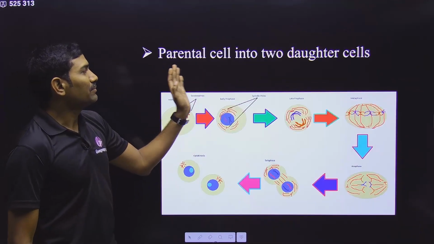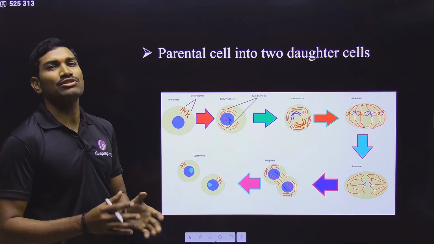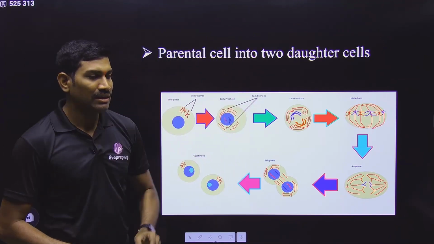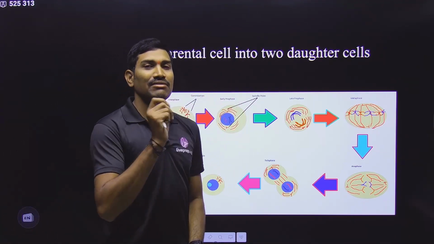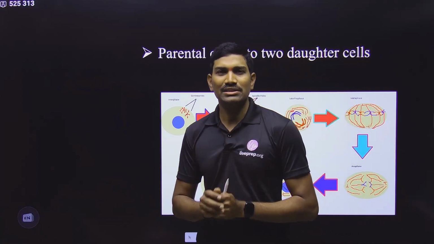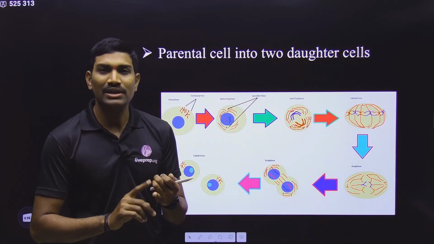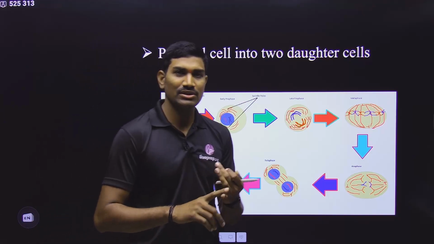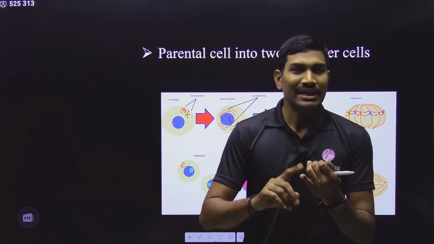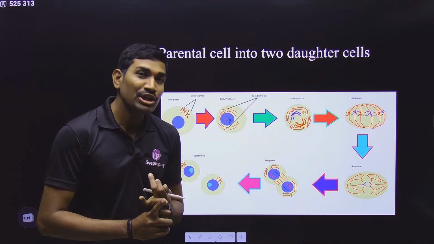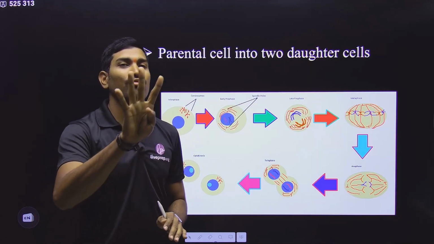Next one. In the case of cell division, generally we are talking about a parental cell divided into two daughter cells. Please observe this, a general and very important sentence. Why only two cells? We are actually studying two types of cell divisions. One is mitosis, the other one is meiosis. Understood or not? In mitosis, the parent cell will divide into two daughter cells. In meiosis, the parent cell will divide into four daughter cells.